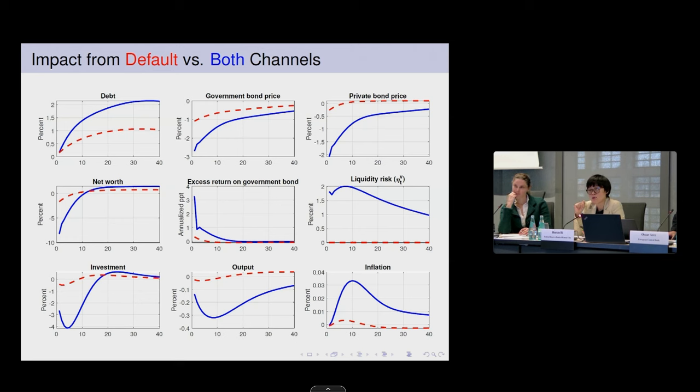Now, interestingly, the red line shows what is contributed by the default risk per se. You want to think of the red line as the difference between the case where you have the default risk channel but not the liquidity channel, against the case where there is no default and no liquidity. So if you only have default, you don't trigger the eta V channel, and this is the impact from that alone. You see that it's qualitatively similar but quantitatively much smaller. The debt is higher, but the government bond price declines to a much lesser extent, and the net worth also declines, but to a much lower extent. So this really highlights that even though both channels could dampen economic conditions, the really big impact comes from the liquidity channel from the banking sector.